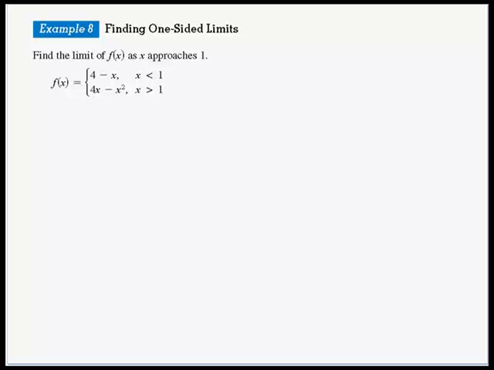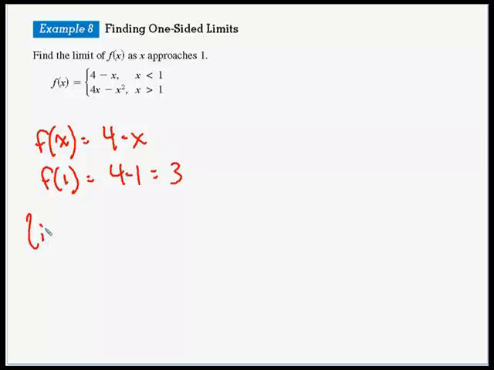And the easy way to do these is, let's just try direct substitution. We're going to plug 1 into the first piece. So f of x equals 4 minus x. And if we plug in a 1 there, f of 1 equals 4 minus 1. And that's equal to 3. So the limit as x approaches 1 from the left side of f of x is equal to 3.